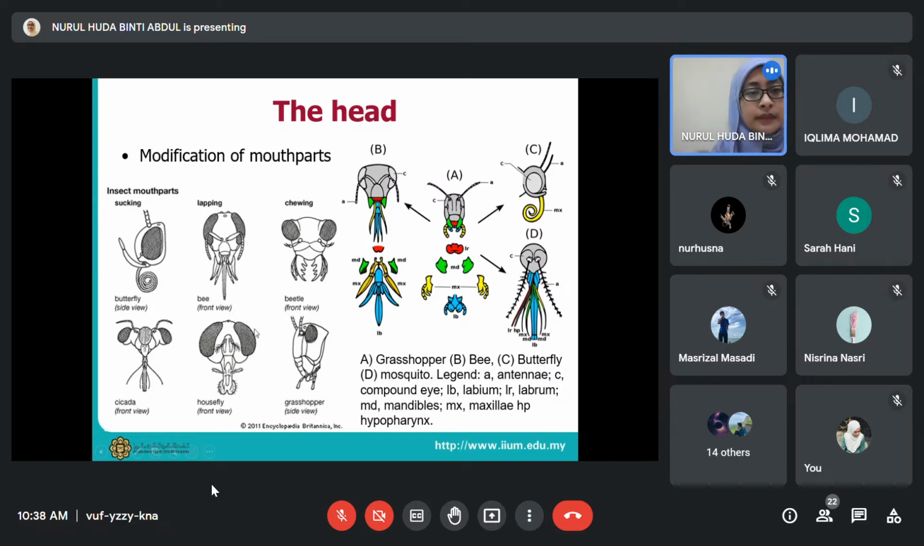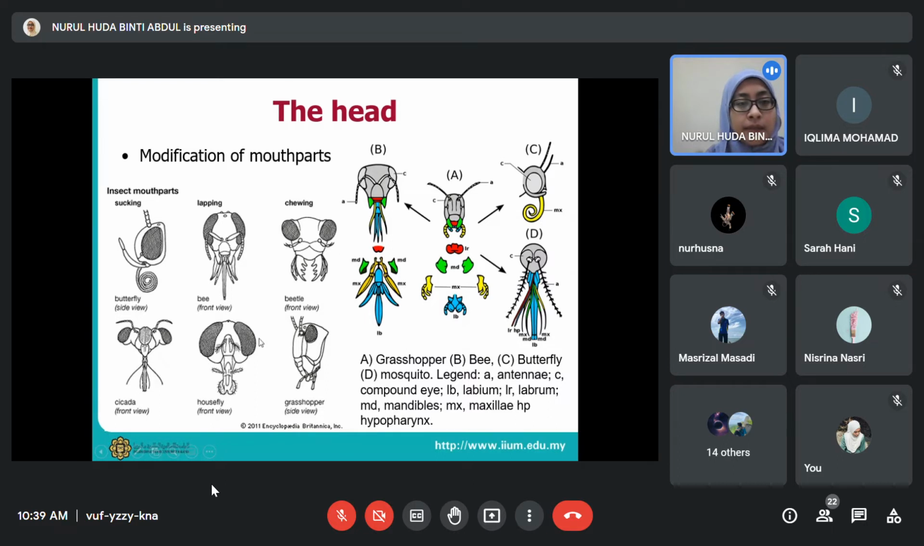Okay, so here you can see the characteristic mouthpart for sucking. For example, butterflies have what we call a long rostrum for sucking, like a tube, like a straw, but a coiled straw. And then lapping, especially in bees, and also in the house fly. You see a house fly flying onto food and moving around, it wipes something on the surface. So that is the characteristic of lapping.